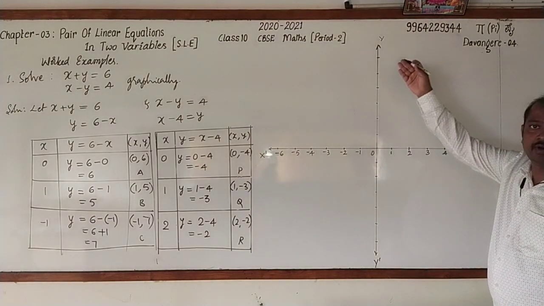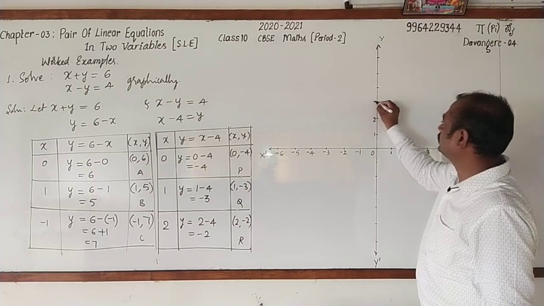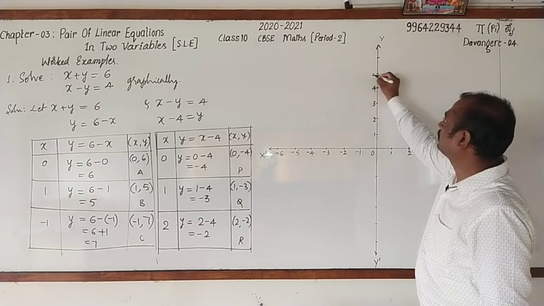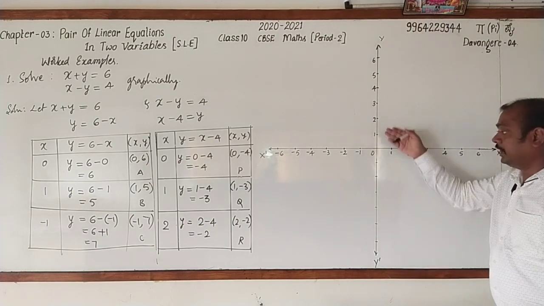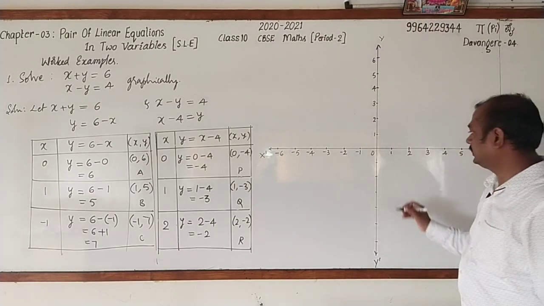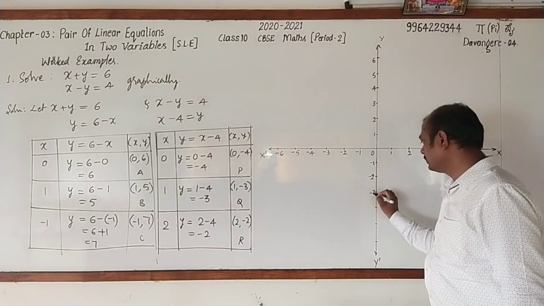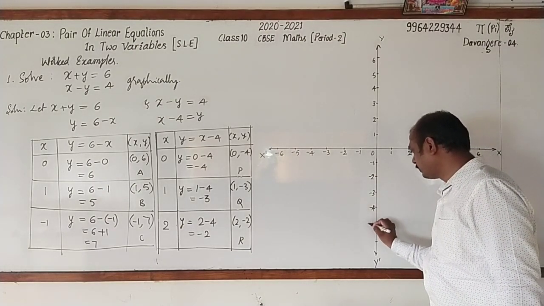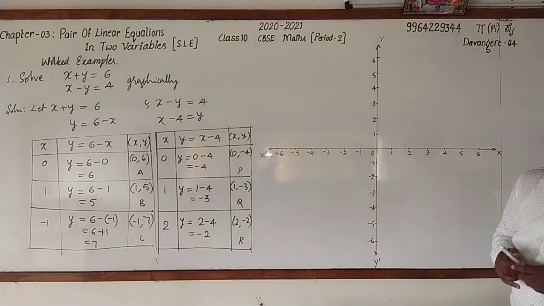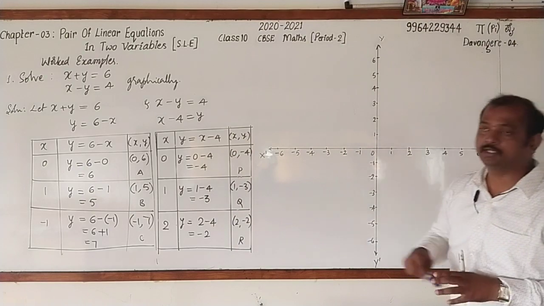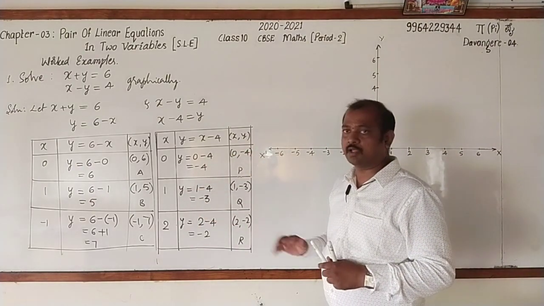Then above 0 are positive. Here I'll write 1, 2, 3, 4, 5, 6. If you want to extend it, you can. And below 0 are negative. Negative 1 or minus 1, then minus 2, minus 3, minus 4, minus 5 and minus 6. Now let us mark these points, A, B, C and P, Q, R.